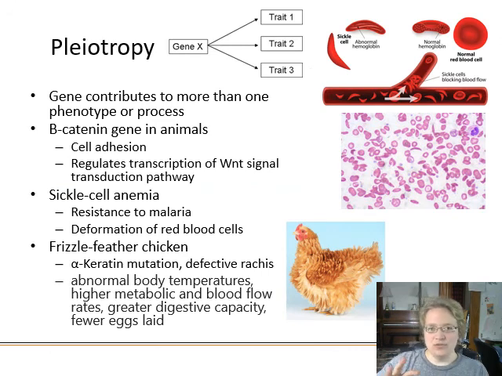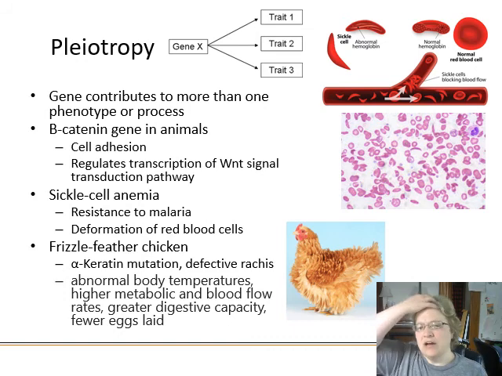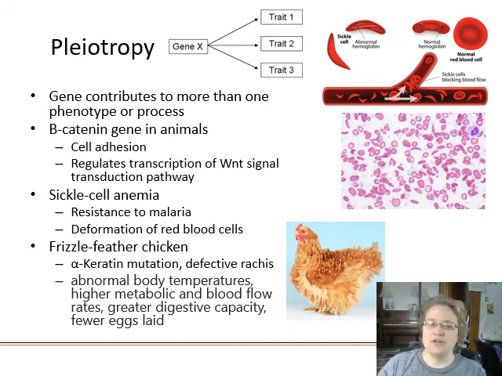Another interaction or complication of our gene expression is called pleiotropy: the idea that we have one gene that's doing a whole bunch of different things. The gene actually contributes to more than one phenotype, more than one process. The beta-catenin gene in animals, which is a pretty specific example in your book, determines how well cells adhere to each other, and in addition to cell adhesion, also regulates the WNT signal transduction pathway.